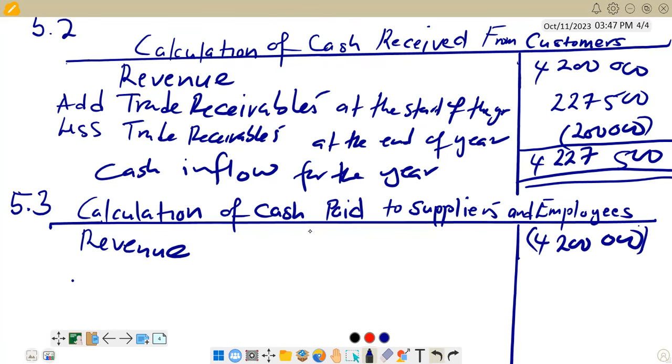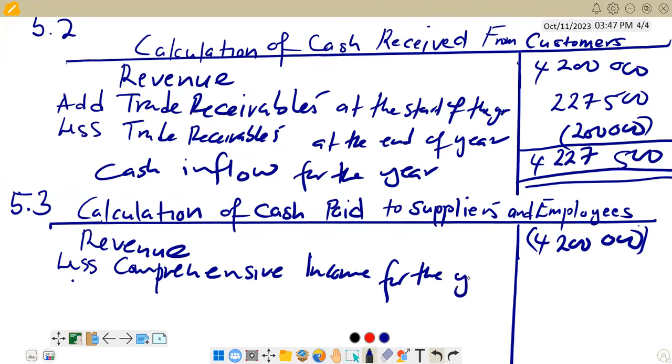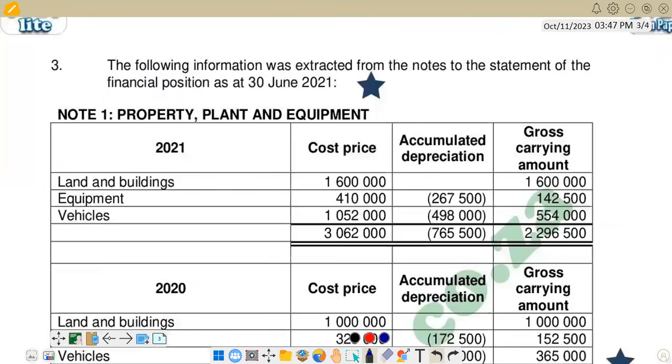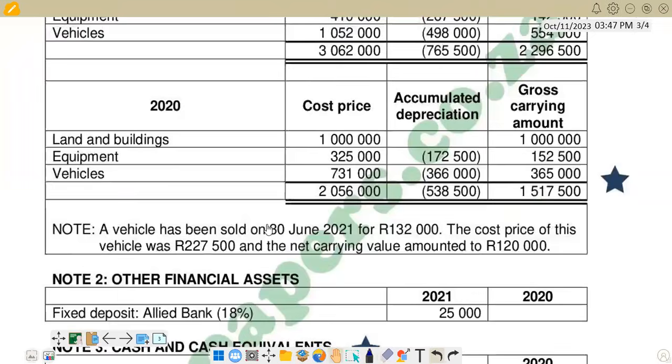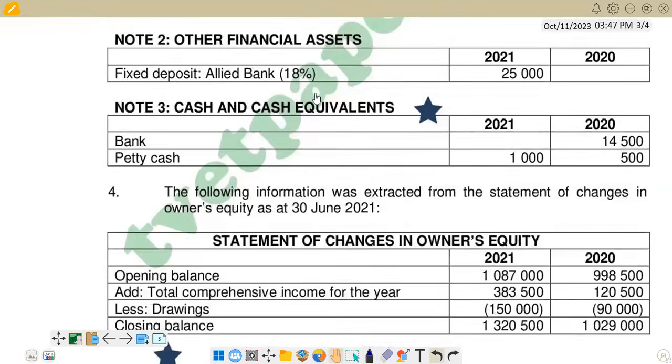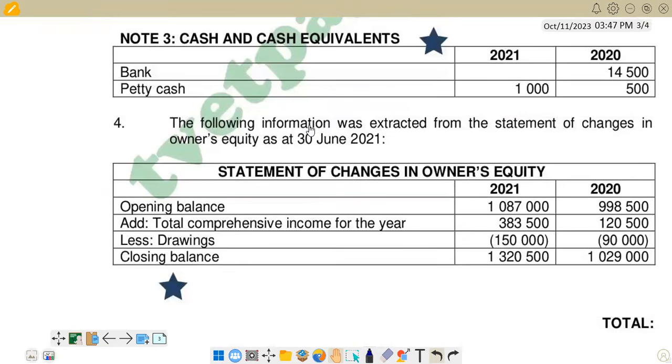Then from there, we less comprehensive income for the year. So we want to see where we have this comprehensive income in the question. Let's try to see here if we have got that figure for comprehensive income for the year. Right, you see the comprehensive income for the year.